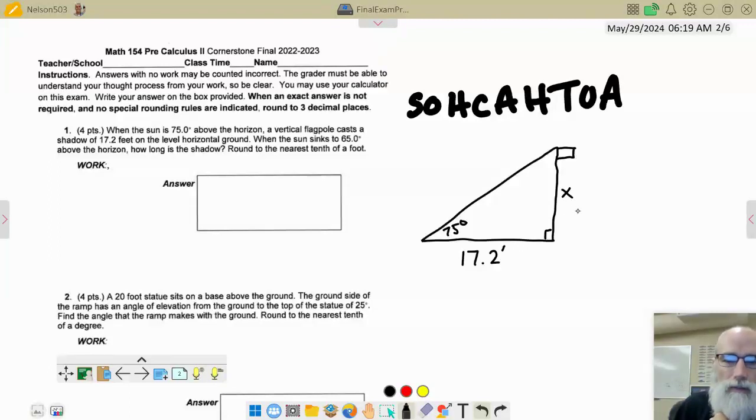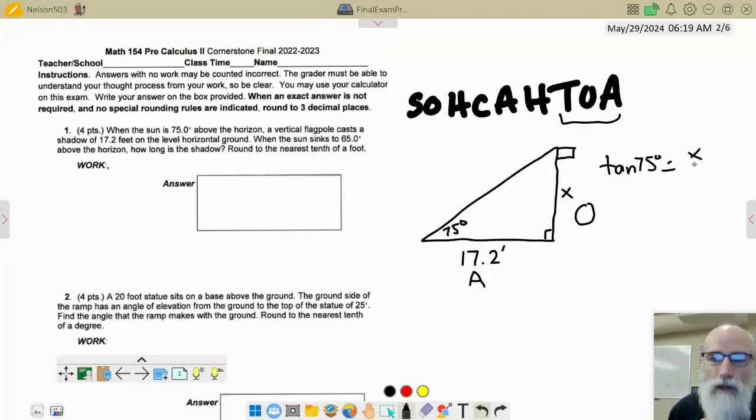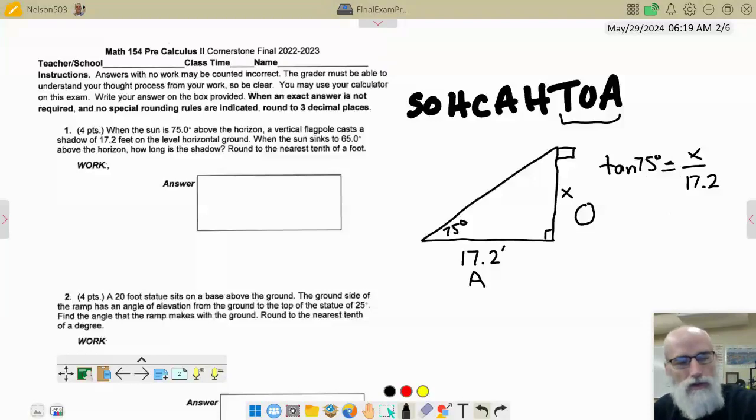So this time we have the opposite leg and we have the adjacent leg, because the legs make the right angle, right? So the adjacent leg is the one that's helping make the acute angle, the 75-degree angle. And so which one has O and A in it? Tangent does, right? So we're going to go tangent of 75 degrees is equal to x all over 17.2, multiply both sides by 17.2.